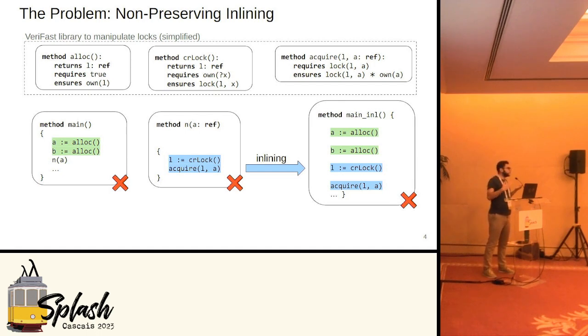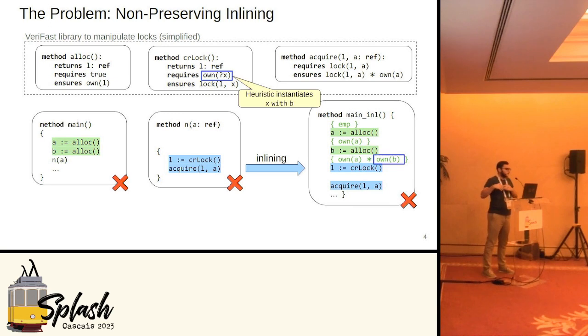And to explain to you why, I'm going to walk through the steps that the verifier takes. The verifier starts with an empty context, so it doesn't have any resources. Then when it allocates, after the first call, it has in its context own of A, because this is the postcondition of alloc. Similarly, after the second call to alloc, we have own of A star own of B. And now comes the crucial piece. When we want to verify the call to create lock, we have to resolve this existential. And we have two ways to resolve this existential. We could choose to satisfy the precondition with own of A or own of B.